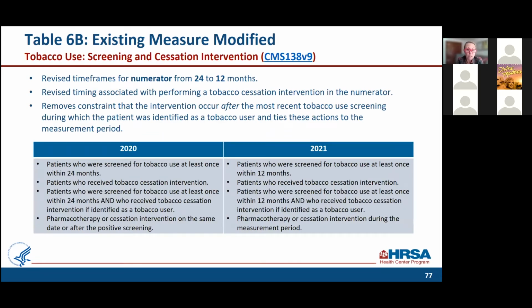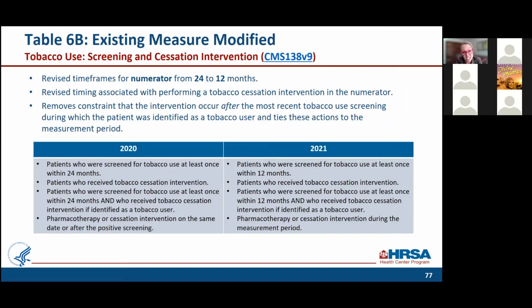The other measure with substantive changes is the tobacco use screening and cessation intervention measure, and it was updated by the measure steward. The denominator is unchanged. Still, patients age 18 and older, so birthday on or before January 1st, 2003, seen for at least 2 medical visits in the calendar year, or at least 1 preventive medical visit during the measurement period. That would be the denominator.